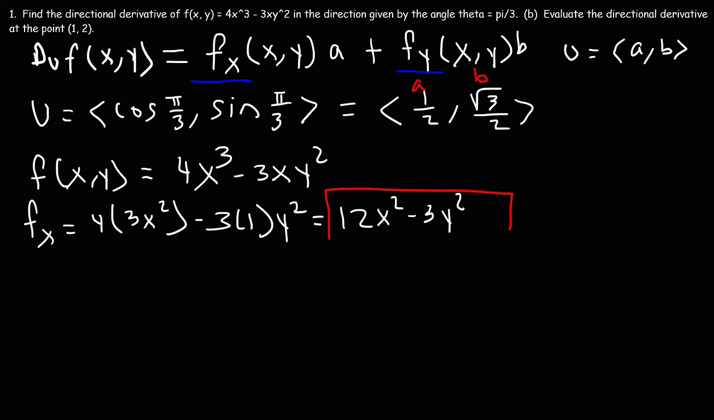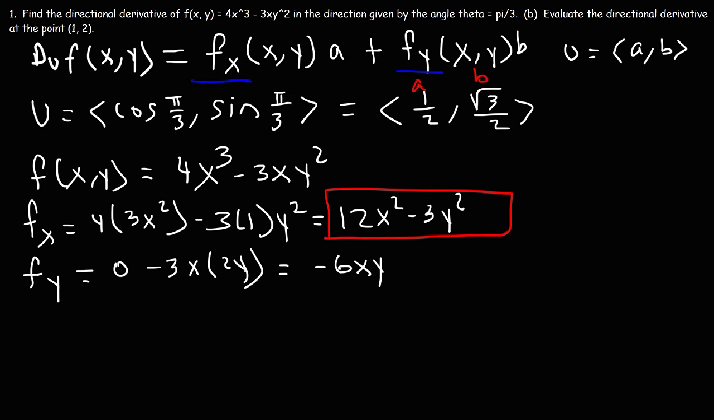So we're going to use that soon. Now let's find the partial derivative of f with respect to y. So we're going to treat x as a constant. The derivative of 4x cubed will be 0. The derivative of y squared will be 2y. So this is going to be negative 6xy.